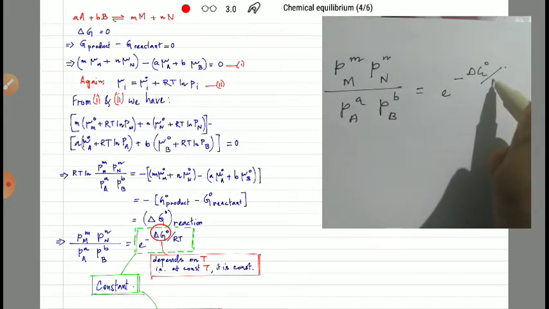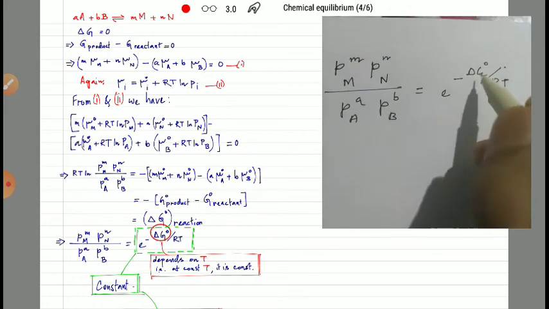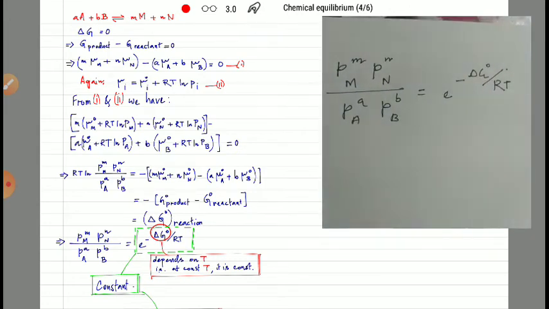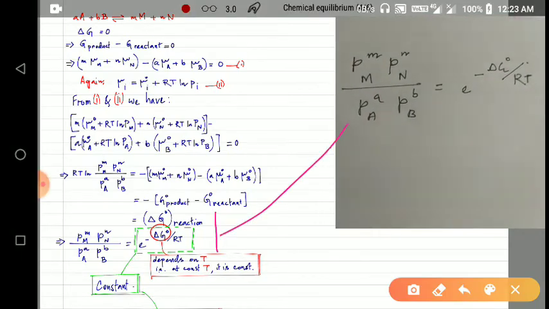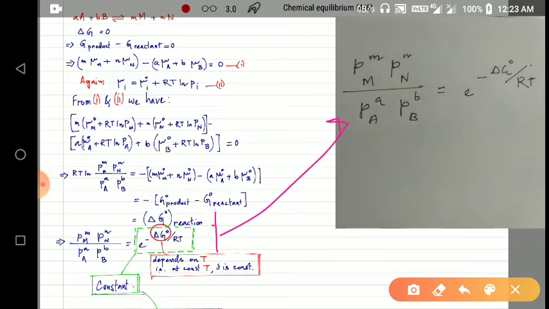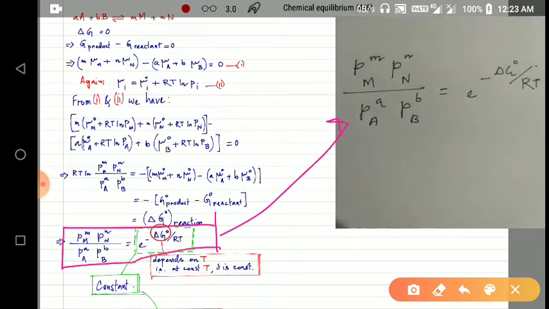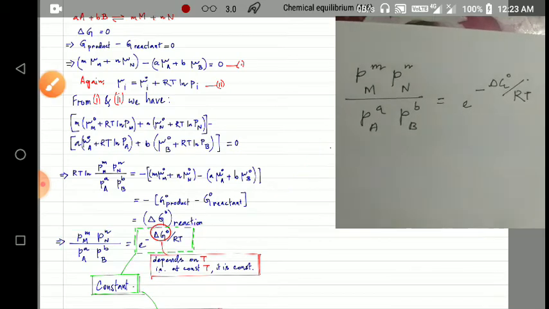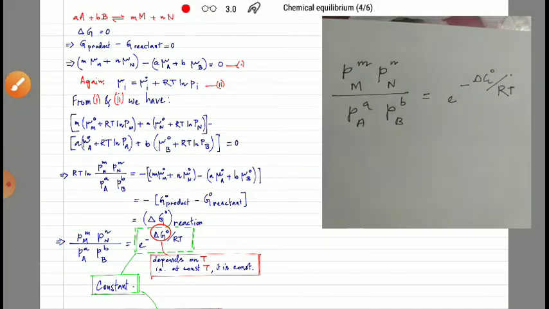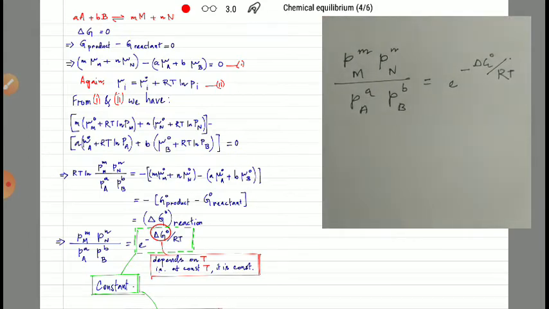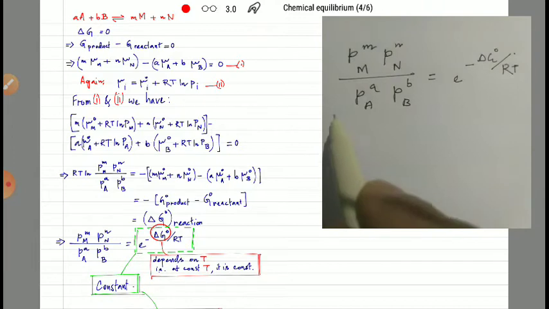And you can also omit this one. Okay, reaction part RT. So if you want to write, then you can write here reaction, and you can even omit this one. So this is actually the relation. Up to this I think you understand. Now from this we're going to derive our law of chemical equilibrium. Up to this it is okay.